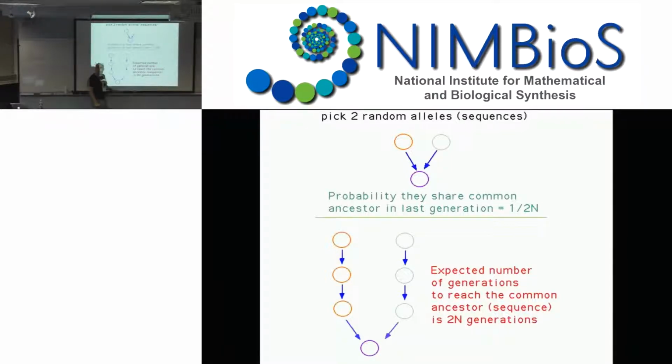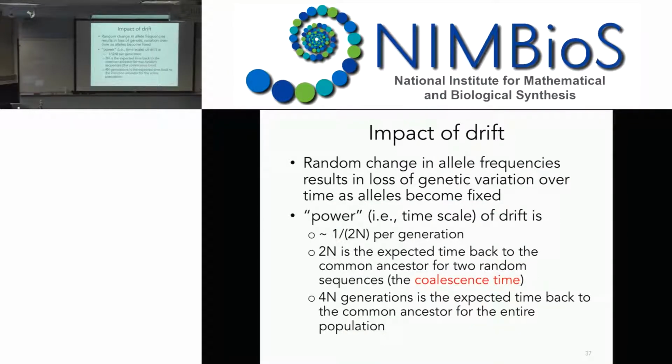For those that know about a geometric distribution, with success probability 1 over 2N, it means on average we have got to go about 2N generations for that allele in you and allele in me to trace back to a common ancestor. For the entire population, so pick a random allele in me, a random allele in you, 2N generations back to a common ancestor. Again, there's a spread about this average value. It's got a long tail. What about the entire population? It's only twice that. It's only 4N. So 2 alleles take 2N generations, but the entire population only takes 4N generations.